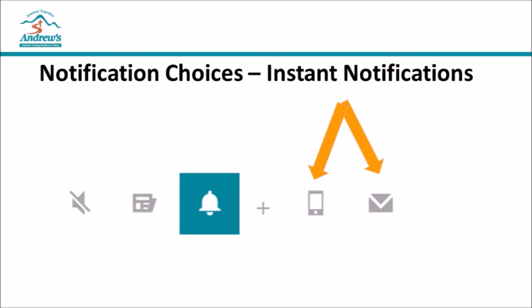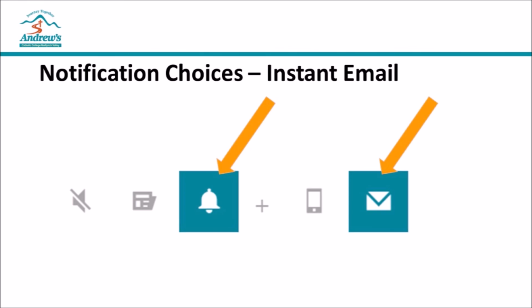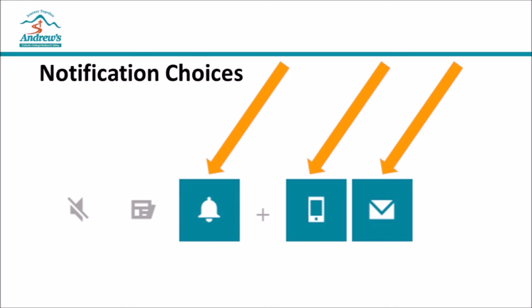The two items to the right-hand side of the plus sign relate to instant notifications. If you want to receive an instant notification to your phone or via email, you will need to select one of these options. Selecting the phone icon will turn on the bell icon as well. This means you're choosing to have a notification delivered to your phone via the AndIE app as soon as it's sent from the college. Selecting the envelope icon means that you will receive an email with a link to the information on it. Clicking on the link will take you through to the information on AndIE. Selecting both the phone and envelope icons will mean that you will receive both a phone notification and an email.